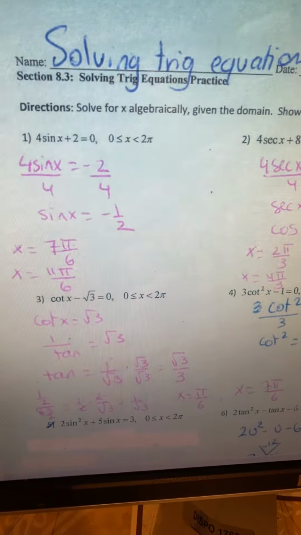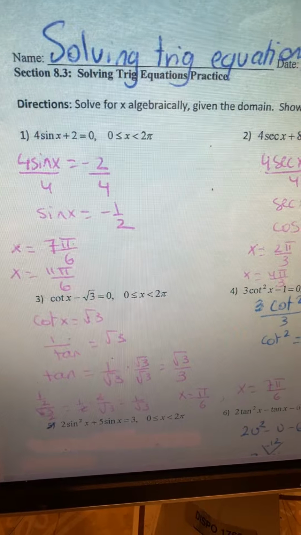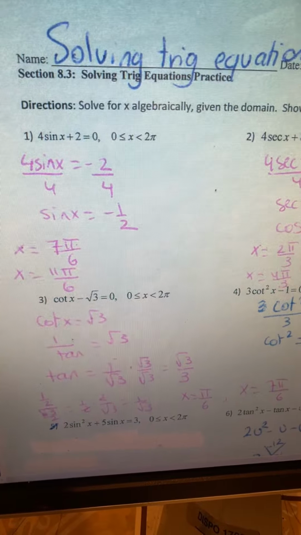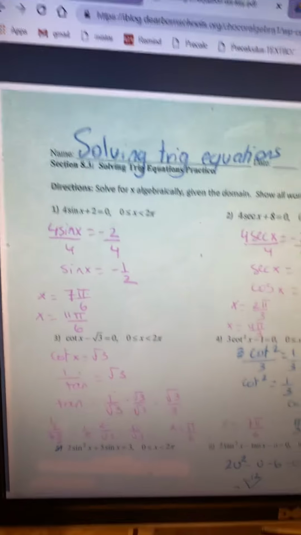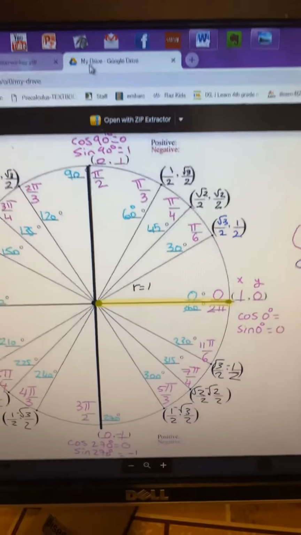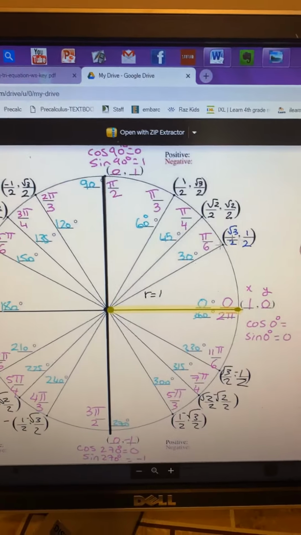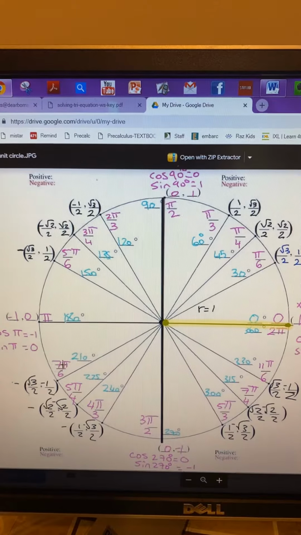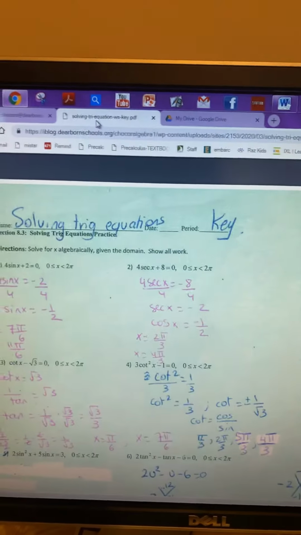The first equation, you subtract the 2 and you divide by 4, you get sine x equals negative half. And on the unit circle, and I put it right here, there are two angles that have sine equals negative half. This is the first angle, which is 11 pi over 6. And this is the other one, which is 7 pi over 6. They both have sine equals negative half.